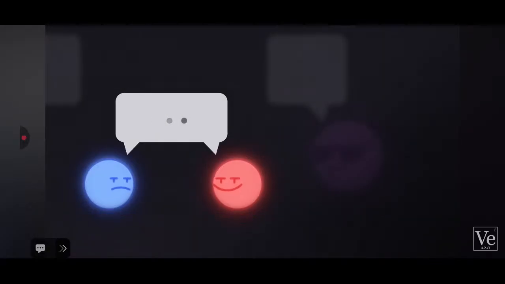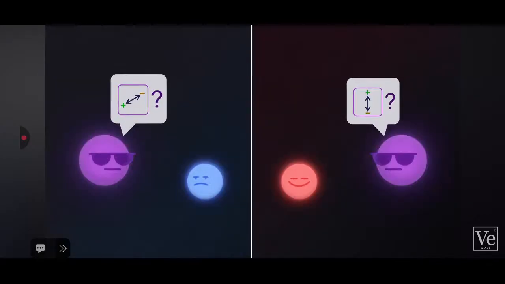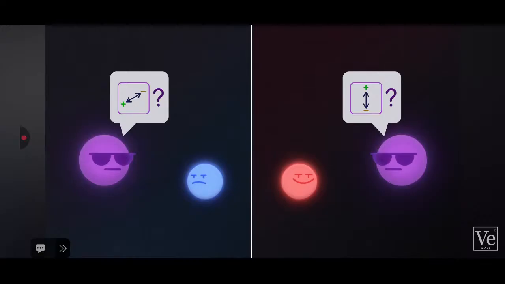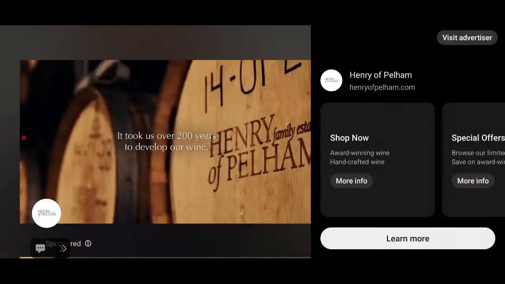Remember, quantum mechanics predicted a disagreement rate of 25%, and so our particles want to match that. Whenever they happen to be asked different questions, their answer needs to disagree about 25% of the time.